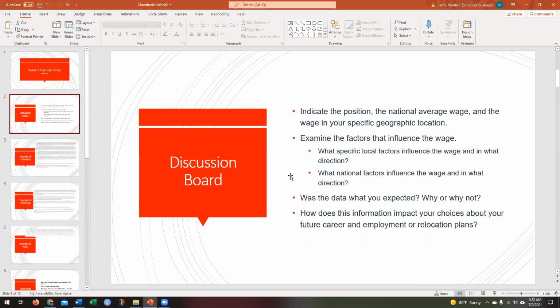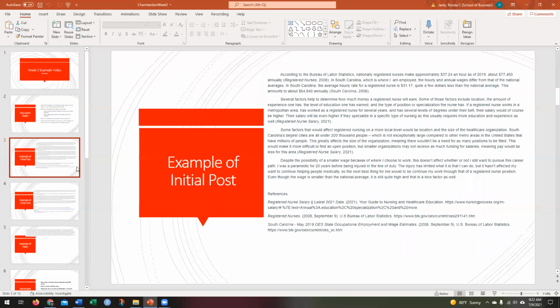This is a fun discussion board because it talks about wages that you're going to see in your geographic location, the national average, see how things are moving. That's what it's meaning when it says here, in what direction. Are we going up, are we expanding, or are we contracting? And then you're going to talk about, was the data what you expected, why or why not, and how does this impact your choices? What future career? Where in nursing are you going to go? What specific location might you want to live in?